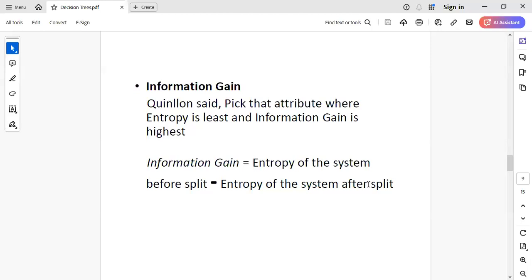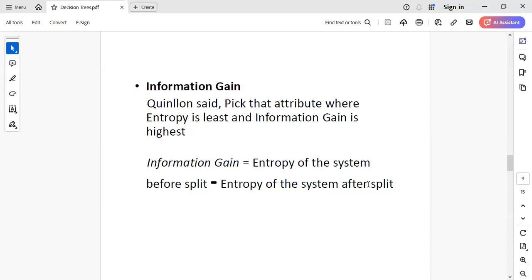Whichever independent attribute has the highest information gain will be treated as the root node. This is quite the opposite of entropy, where the attribute with the lowest entropy value used to be the root node. I'm talking only about independent attributes; the dependent attribute should never be added.